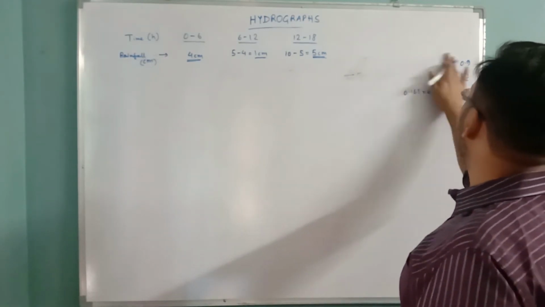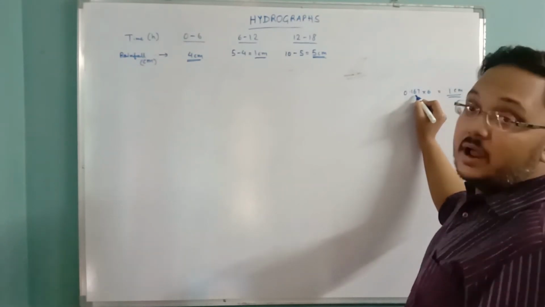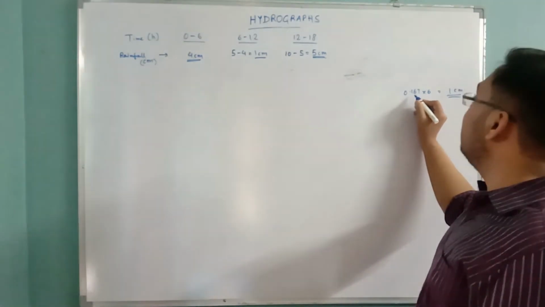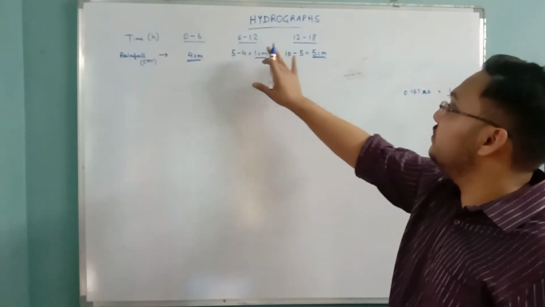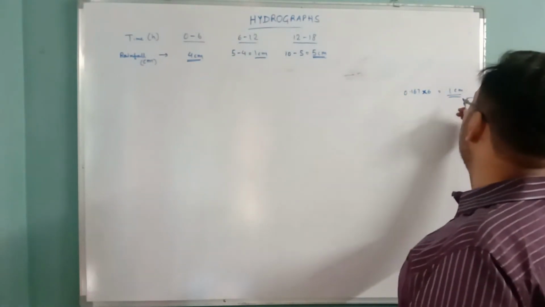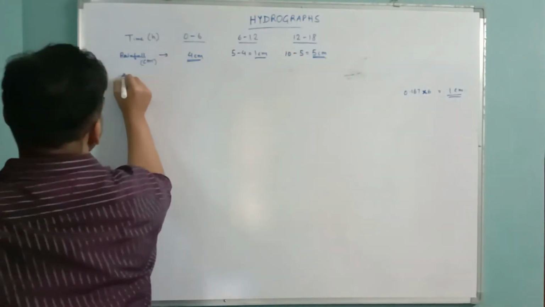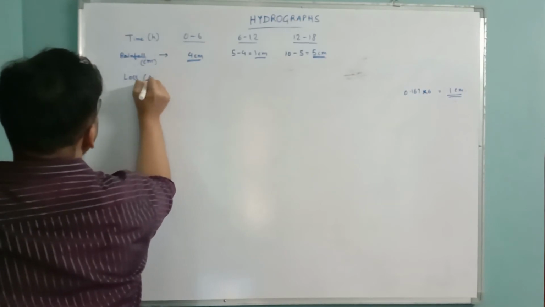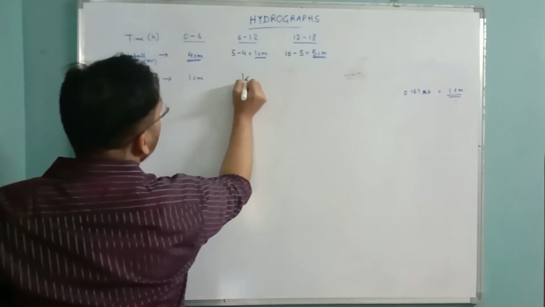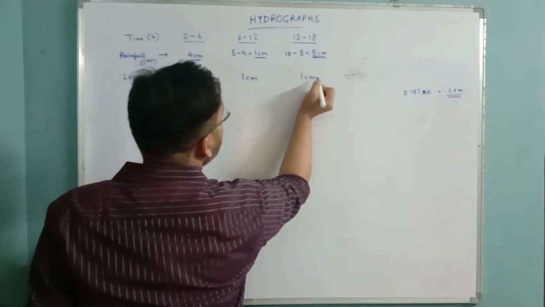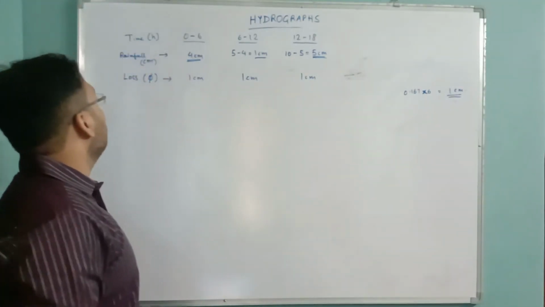0.167 centimeter per hour was our infiltration rate, and if I multiply with 6 hours, that is the duration of rainfall in these three spans, that is 0.167 into 6, which is 1 centimeter. So the losses in terms of infiltration will be 1 centimeter, 1 centimeter and 1 centimeter for these three spans of this rainfall.